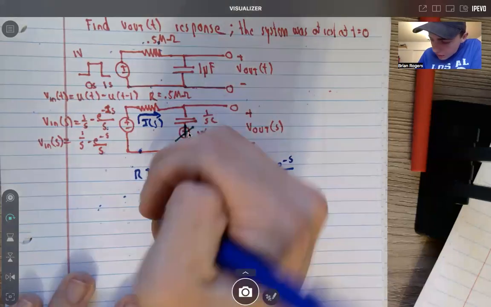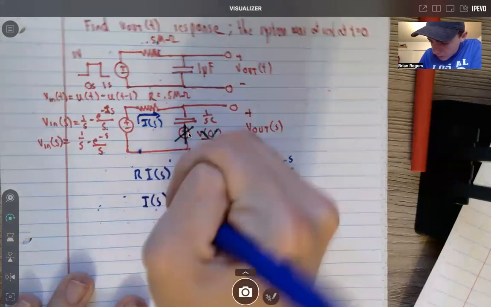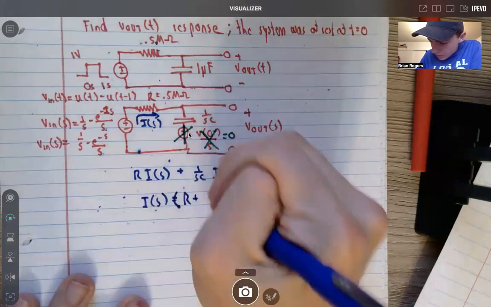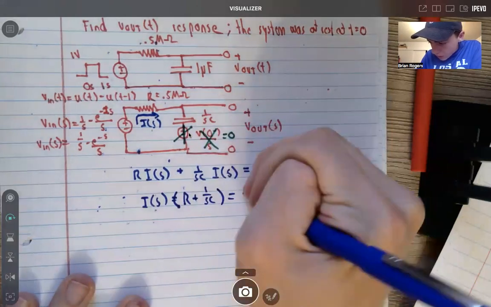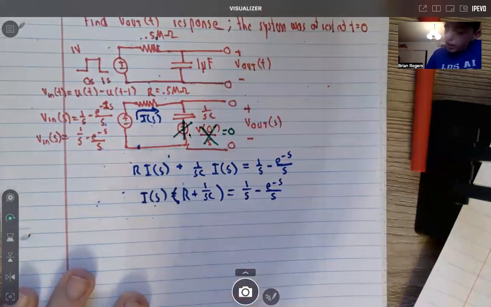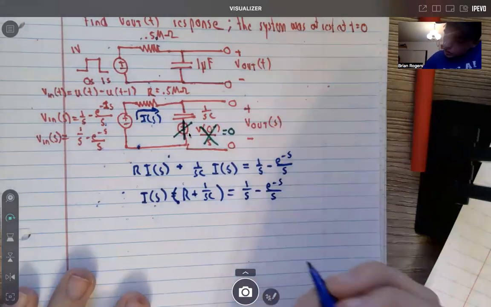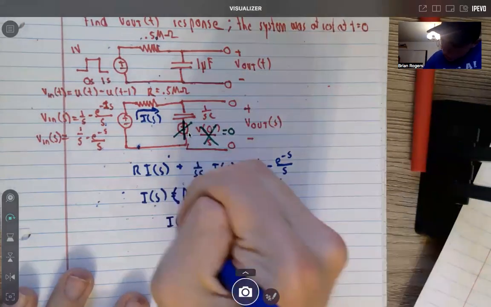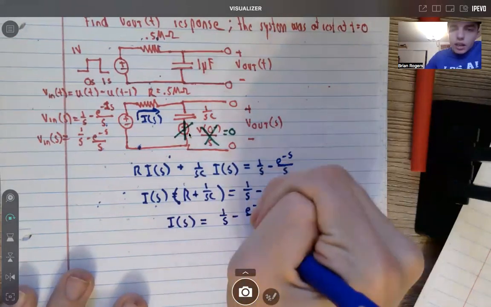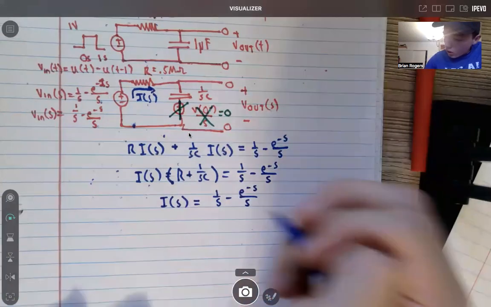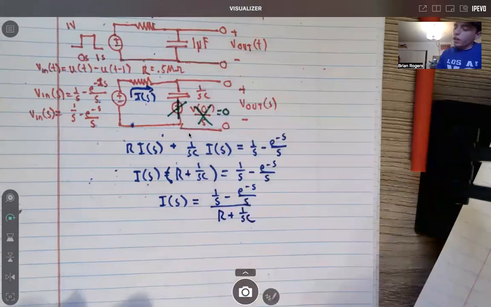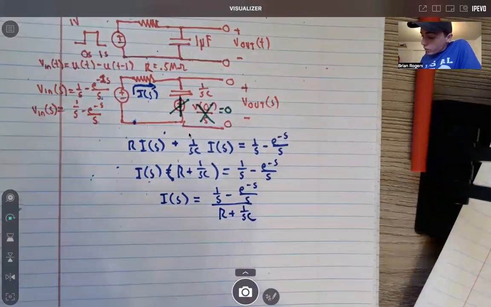And so the current I of s, it's multiplied by R plus 1 over sC, is equal to 1 over s minus e to the negative s over s, and divide both sides of the equation by R plus 1 over sC. So I of s would just be equal to 1 over s minus e to the negative s over s, and that's all over R plus 1 over sC. And so now I've got it written in this format.